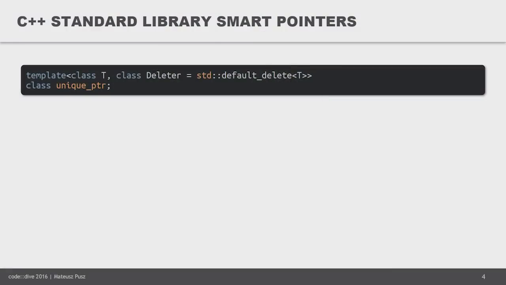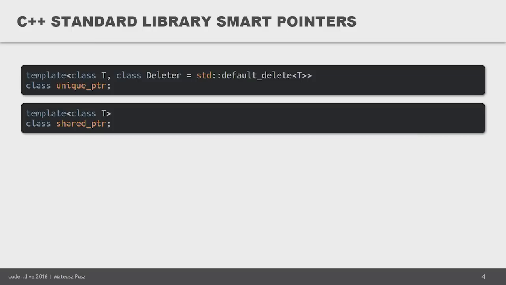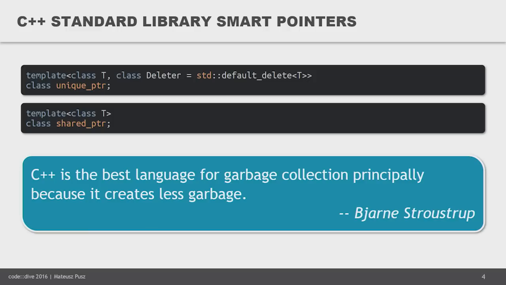With that, let's go to the smart pointers library that we obtained with C++11. We have a unique pointer that provides us the unique ownership semantics, and the shared pointer, the other one provided with C++11, and the subject of today's lesson. Bjarne Stroustrup one day said that C++ is the best language for garbage collection because it basically produces less garbage, and it's true.